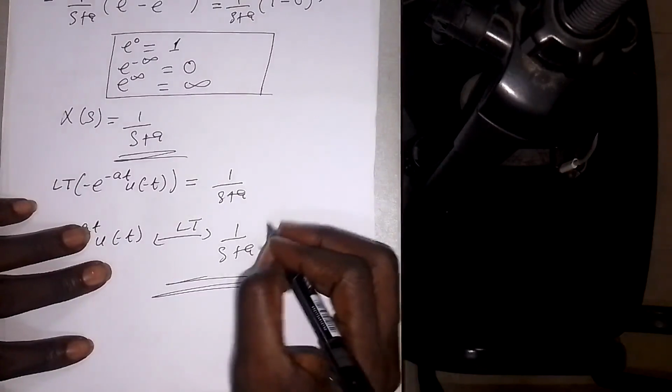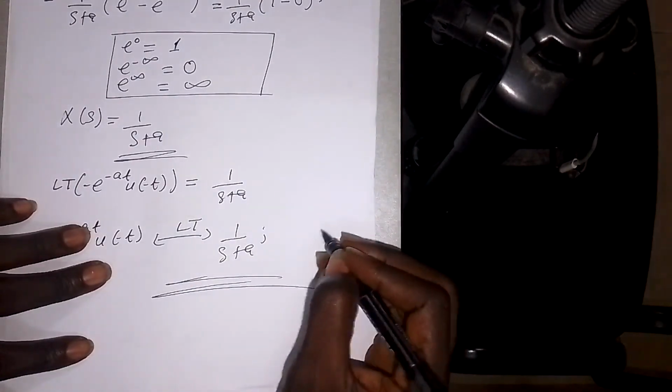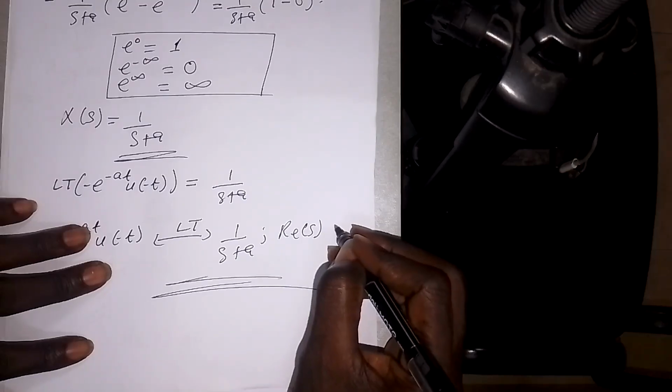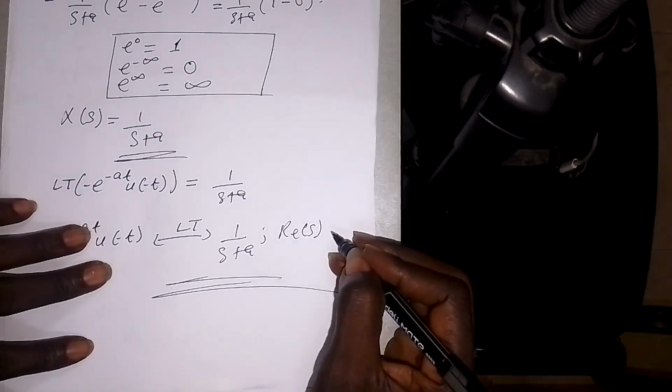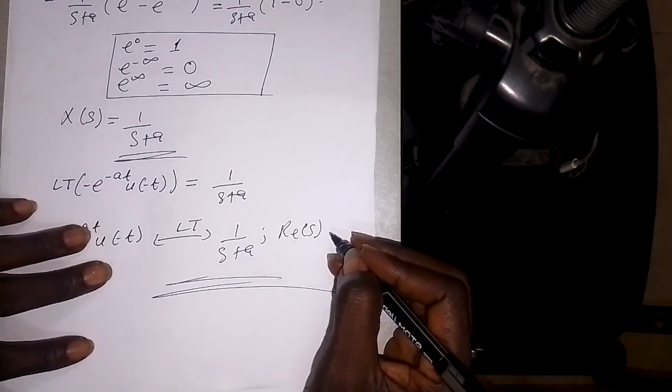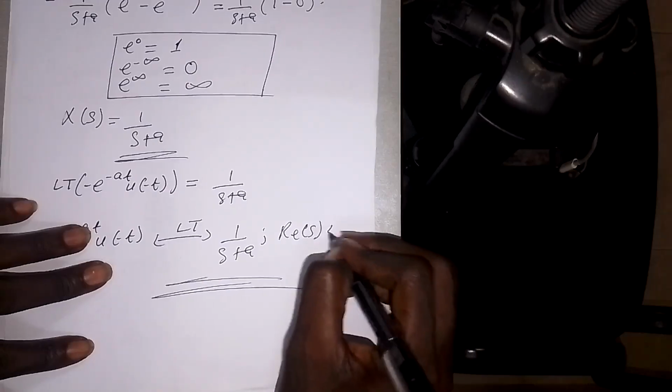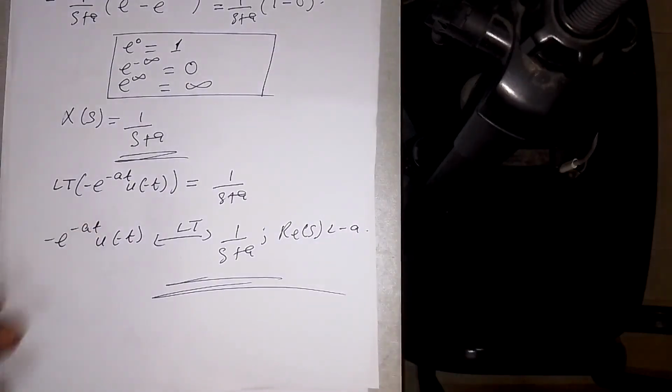And then this Laplace transform occurs at the real axis, real of s, which is less than minus a, which you can also write here, less than minus a. So that's the end of this question.